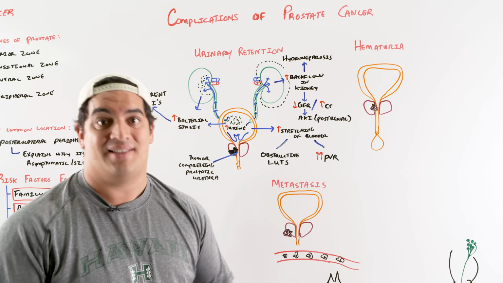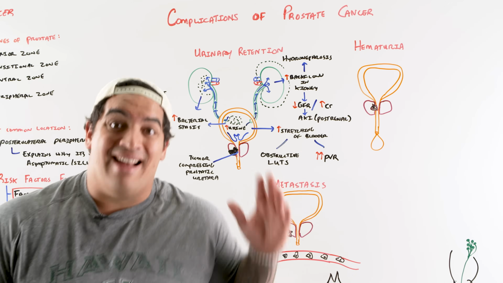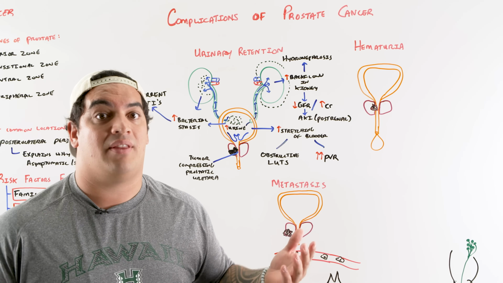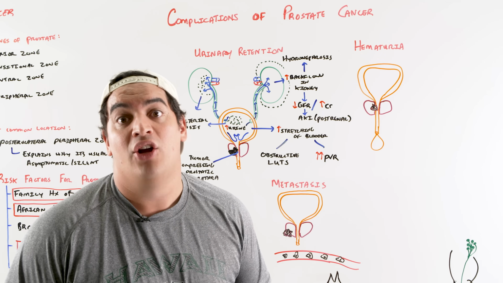Something is obstructing, causing stasis. All right. Another way that they could present, not a common one, but it's something to be on your differential. Whenever you have a patient who has hematuria, you have to think the blood could be coming from the kidney, could be coming from the ureter, could be coming from the bladder, could be coming from the urethra.